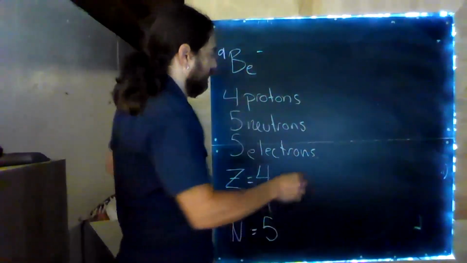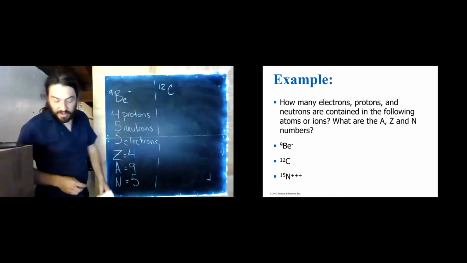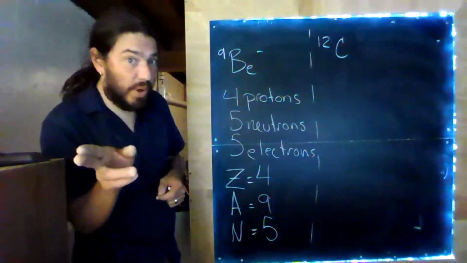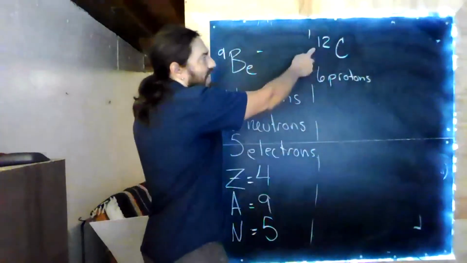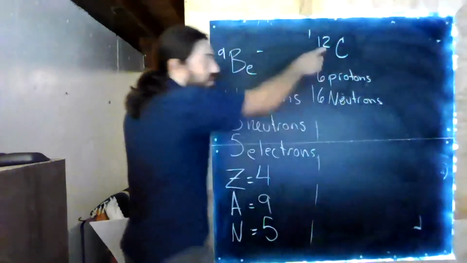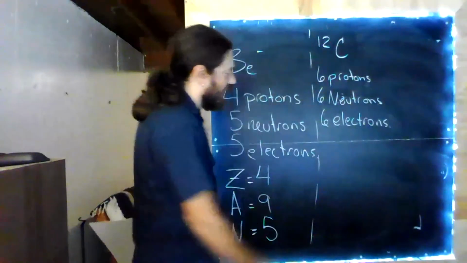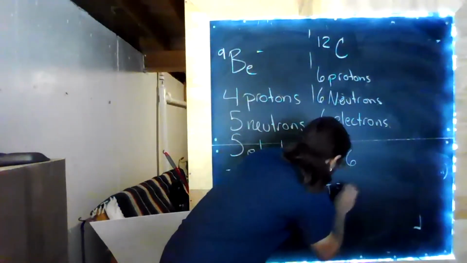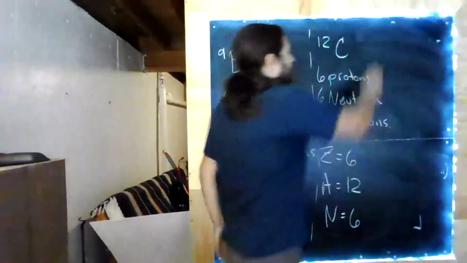How about carbon-12? Let's look at carbon. We've got carbon-12. Well, if we look at our periodic table, we'll see that carbon is number 6. If it's carbon, it has 6 protons. If it has 6 protons, it's always carbon. So we have 6 protons. Its mass number is 12. If there's 6 protons, there's got to be 6 neutrons. And it's neutral. If we've got 6 protons, then we got to have 6 electrons. Okay, so that means we have Z equals 6, A equals 12, and N also equals 6. Great.